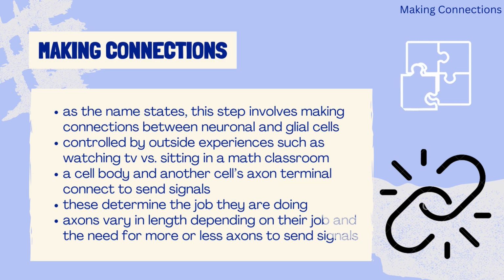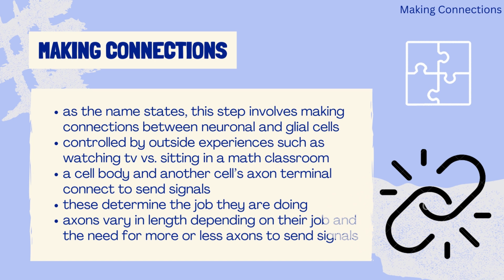The next step is making connections. Making connections, as the name states, involves making connections between neuronal and glial cells. This is controlled by outside experiences such as watching TV or sitting in a math classroom. A cell body and another cell's axon terminal connect to send signals, and these determine the job they are doing. Axons vary in length depending on the job.